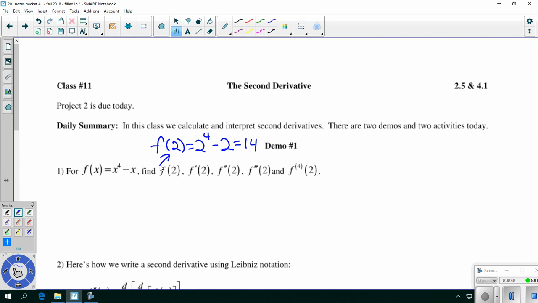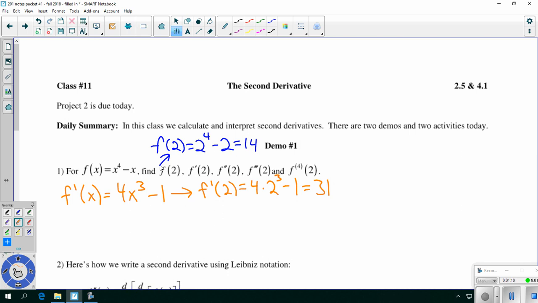And f prime of 2, I can do that no problem. That's old. So f prime of x, using our power rule, the 4 comes down, copy the x, subtract 1 from the power. The derivative of minus x is minus 1, the invisible minus 1 sitting in front of that x. And so I can use that to find f prime of 2, just plugging 2 into this new formula we've created. 4 times 2 cubed minus 1. 4 times 8 is 32, minus 1 is 31.